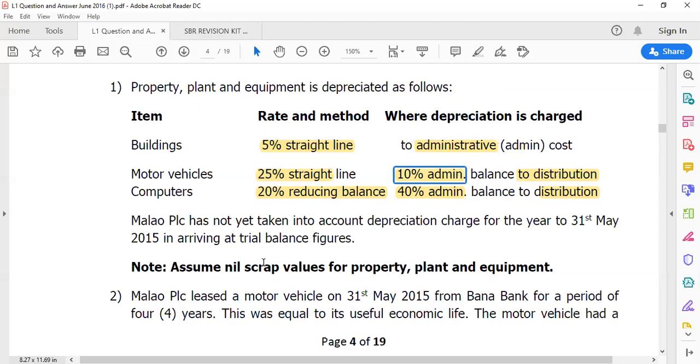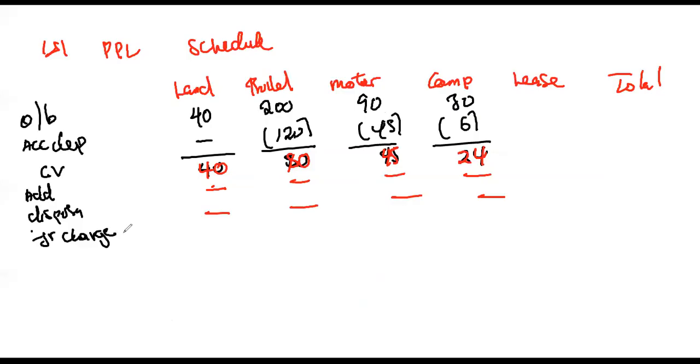We go there. We add our year's charge. Now remember our year's charge. So our year's charge percentage, we've been told here, we have land. There's no depreciation. On buildings, we have 5% charge there. On motor, we have 20.